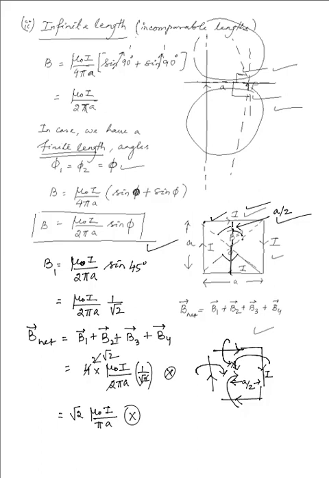So now let's continue with the portion, the further applications of Biot-Savart's law. So the second application is the determination of the magnetic field at the center of a circular coil carrying current.